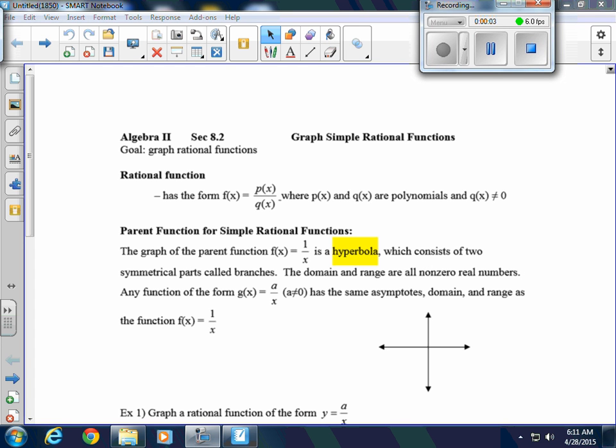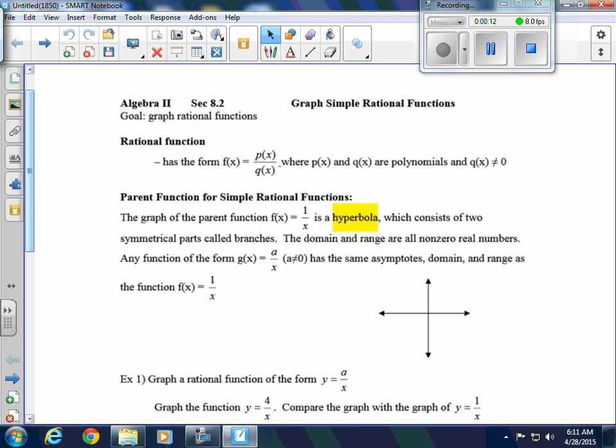Today we're going to look at section 8.2, which is on graphing simple rational functions. A rational function has the form f of x equals p of x over q of x, where p of x and q of x are polynomials. And once again, q of x cannot equal 0, because remember, we can never have 0 in our denominator. Any time our denominator equals 0, that value is not in our domain.